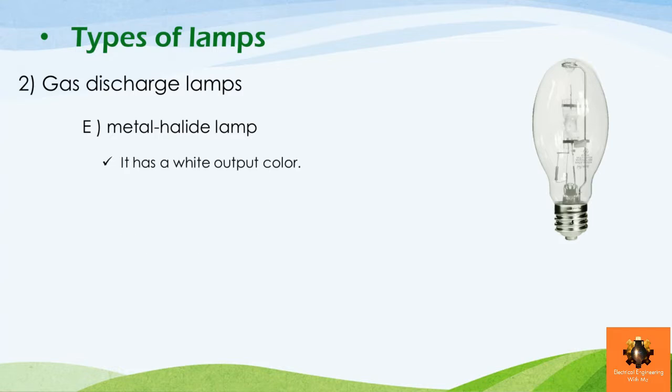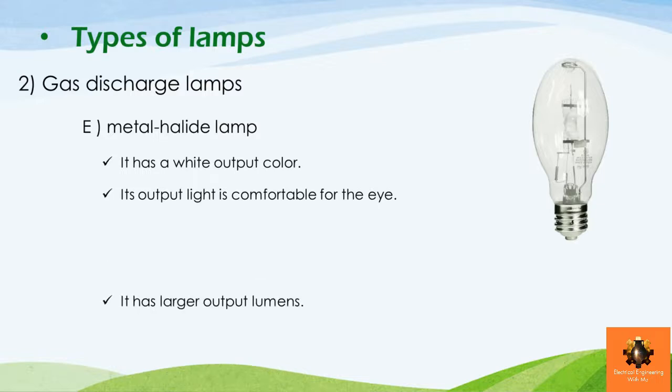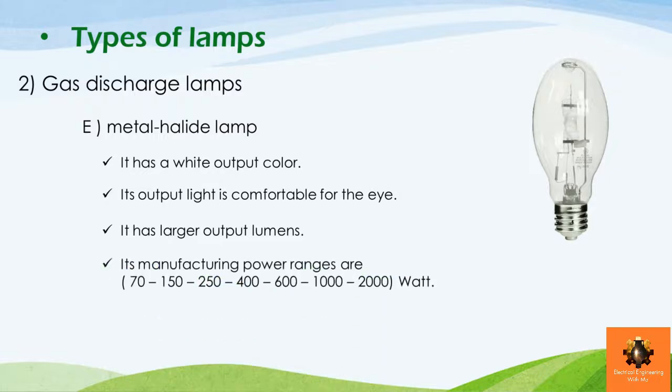Now the next type of the lamps we have is the metal halide lamp. And this type of lamps has a white output color, so it produces a white color, and for that reason its output color is comfortable for the eye, as the white color is comfortable, as we said, unlike the yellow color. And it has an output lumens which is larger than the sodium lamps, so it has the largest output lumens. So we say that the metal halide lamps produce the largest output light. And for its power ranges, it has the same power ranges on the market that we have said before.